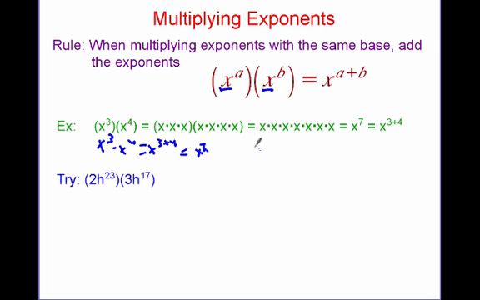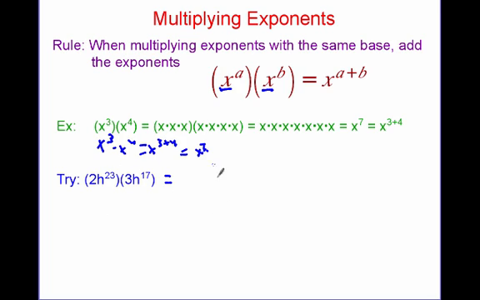This works no matter what. Sure, this isn't that big of a deal. I could just write out this big long thing. But what if I'm doing h to the 23 and h to the 17th? You don't really want to write out all of those x's. These rules make our lives a lot easier. So let's do this try problem down here. Take a second, see if you can figure this one out on your own, and then I'll work you through it. Now that you've tried it, let's check your work.